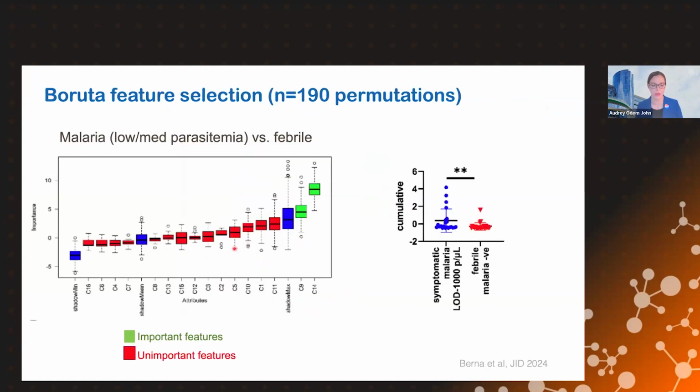We used a number of different methods, including a Barada feature selection. This is a machine learning method that allowed us to really, in an unbiased manner, identify which were the important or unimportant features present in the breath that distinguished our different groups. In this case, this is just showing one of these where we've got low, medium parasitemia of malaria versus febrile controls. And you can see we can identify some specific features in this case. And you can see using the Barada, again, a sort of cumulative abundance metric that clearly distinguishes symptomatic patients with malaria from those who are febrile but don't have malaria.